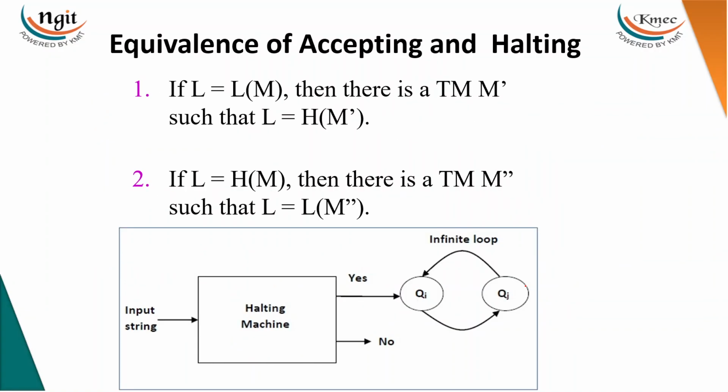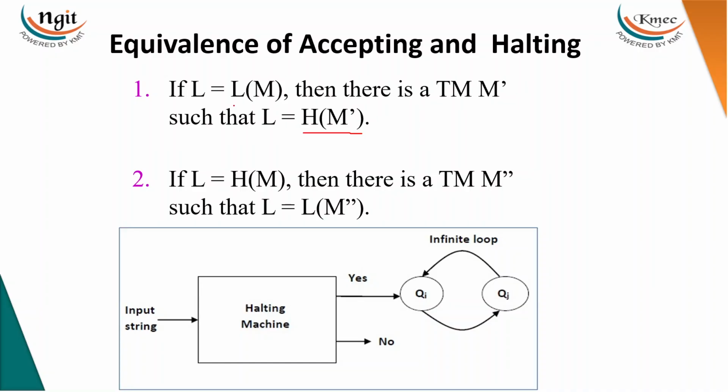We can convert a Turing machine with halting to accepting, and we can convert accepting to a halting Turing machine also. So let me go with two statements here. If there is a language accepted by a Turing machine by accepting, then there must exist a Turing machine that accepts by halting for the same language.